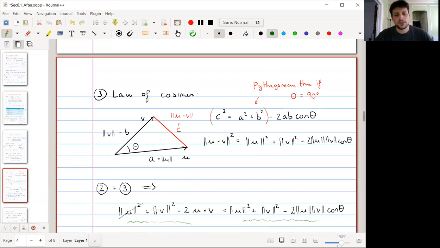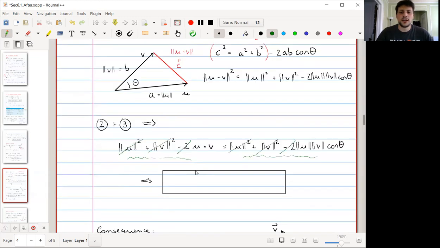So when I simplify them, these norms disappear, and then I can divide both by minus 2 to end up with the following relationship, which is the important one for us and the one that gives geometric meaning to the scalar product. The scalar product between two vectors is given by the product of their norms adjusted by the cosine of the angle between them.